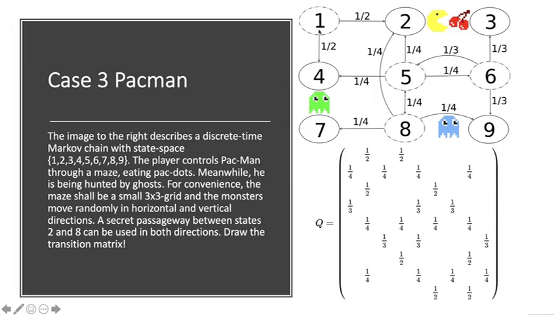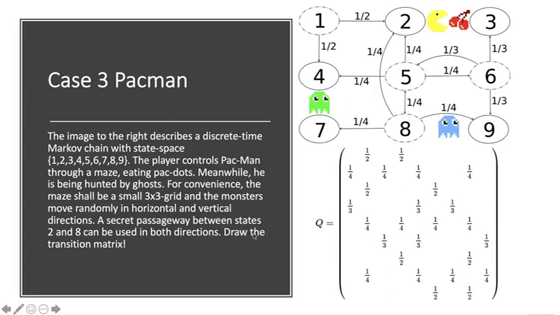So 9 means the state space, right? The states run from 1, 2, 3, 4, 5, 6, 7, 8, 9. The player controls Pac-Man through a maze, eating Pac dots, while he is being hunted by ghosts. For simplicity, the maze is a small 3 by 3 grid, and the monsters move randomly in horizontal and vertical directions. A secret passageway between states 2 and 8 can be used in both directions.